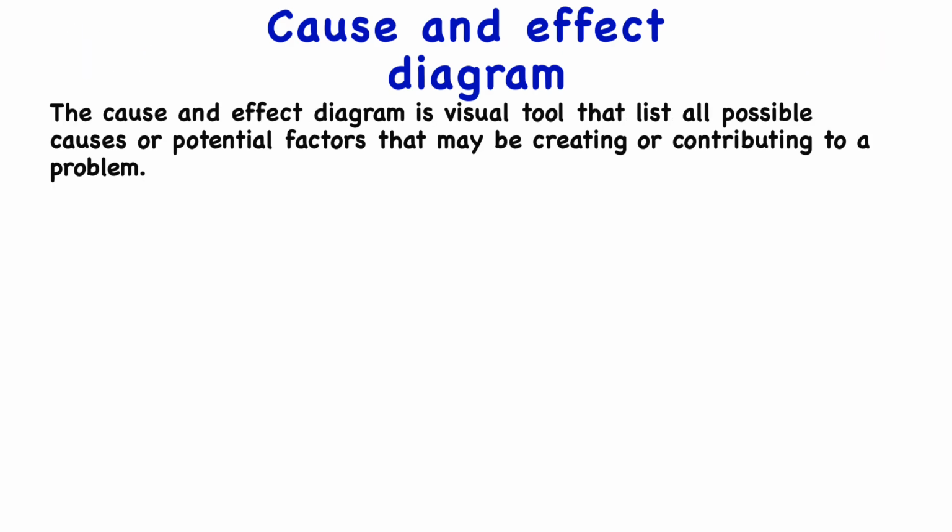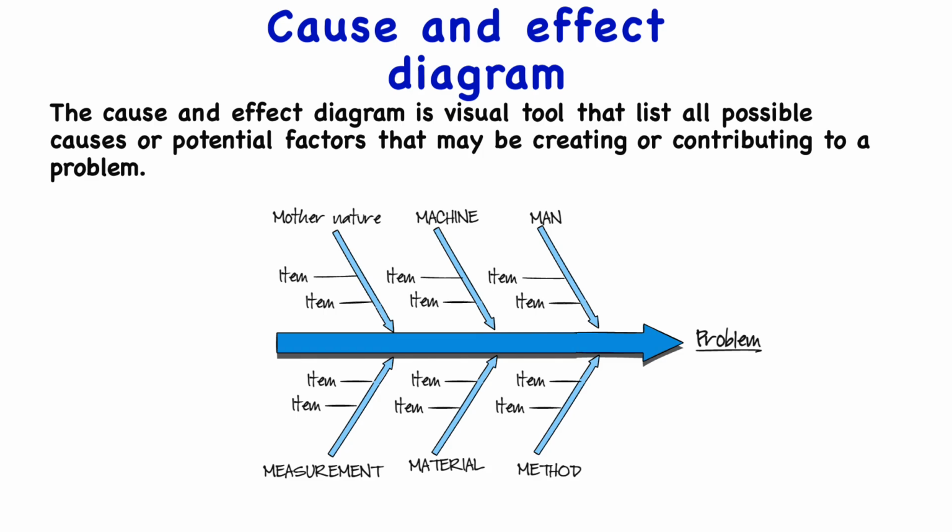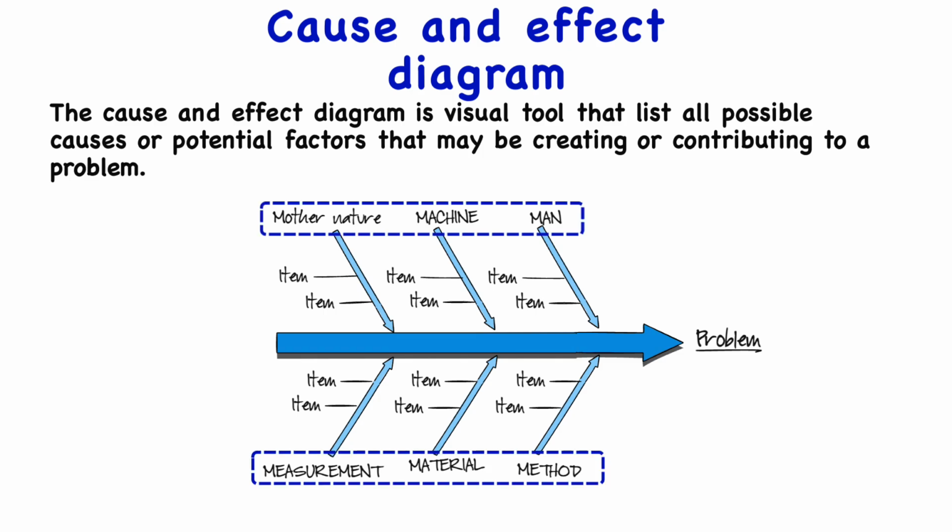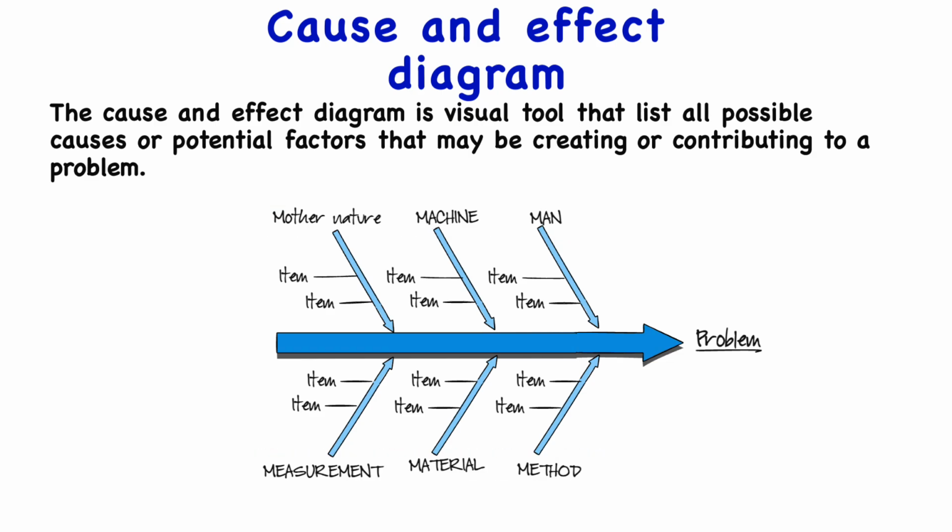Cause and effect diagram, also called Ishikawa diagram or fishbone diagram. The cause and effect diagram is another visual tool that will list all possible causes or potential factors that might be creating or at least contributing to a problem. There are 6 main categories that create the diagram: man, machine, materials, methods, measurement, and mother nature. All of these are also known as the 6 M's. It is recommended to involve a cross-functional team to create this diagram, so they can provide relevant input to each of the branches of the diagram.